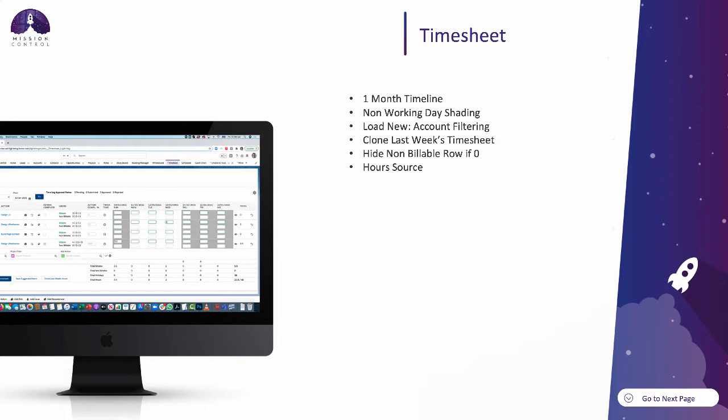We've added some additional filtering options to be able to search for a particular account first. Another feature that's been requested by a few customers is being able to clone last week's timesheet. So we've introduced that. And another couple of settings around hiding the non-billable row if there are no non-billable hours scheduled, and you can also choose the hours source for the summary on the left-hand side as to whether it's your own hours or the entire hours assigned to the action.